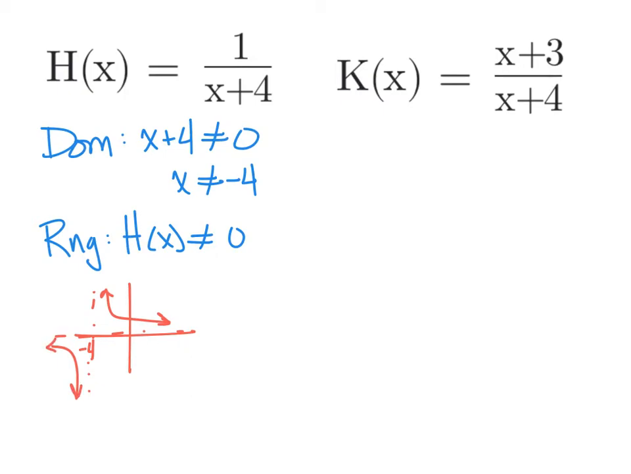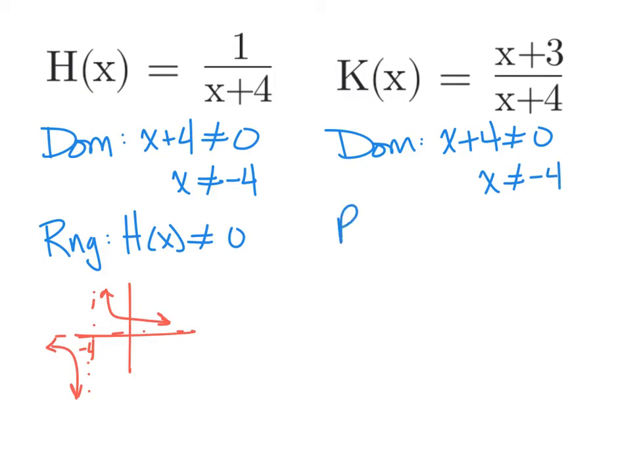So now, how about k of x when it equals x plus 3 over x plus 4? So we have that same denominator, but now our numerator can equal 0, so how's that going to mess with everything? Well, first of all, taking a look at the domain, the only thing we have to worry about with the rational function is that the denominator does not equal 0. So just like before, our domain is that x can't be -4.